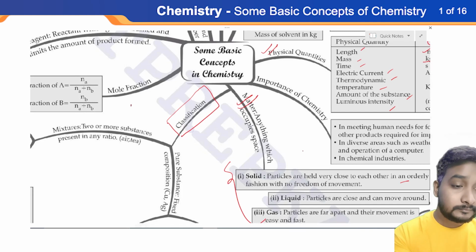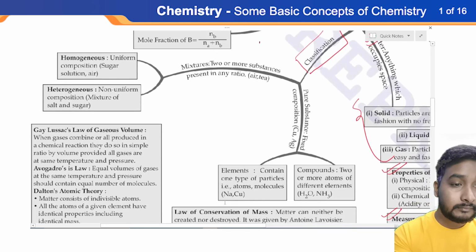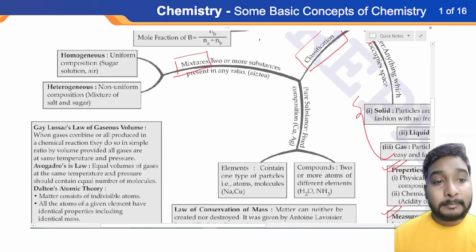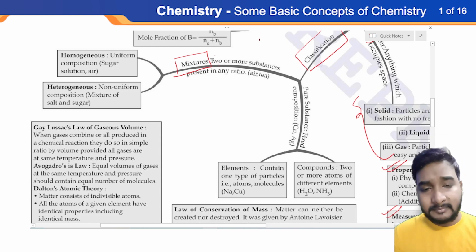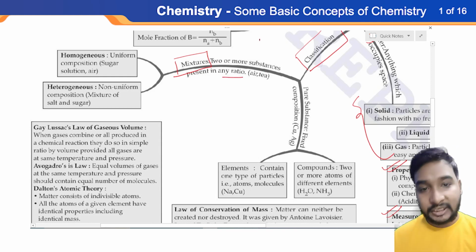Number one, mixture. Now what is mixture? Mixture is mixing of two or more components, right? So two or more substances present in any ratio, like air and tea.